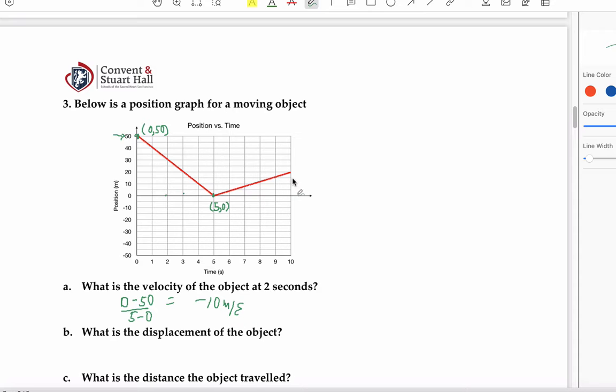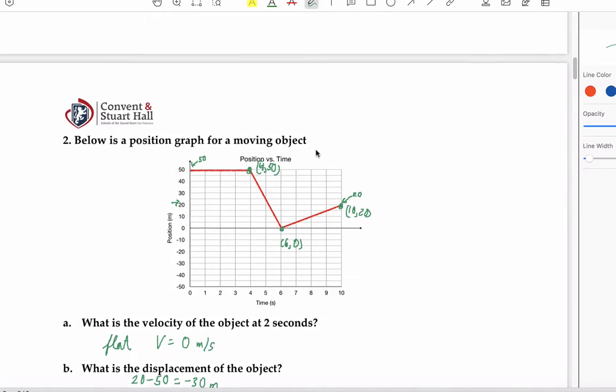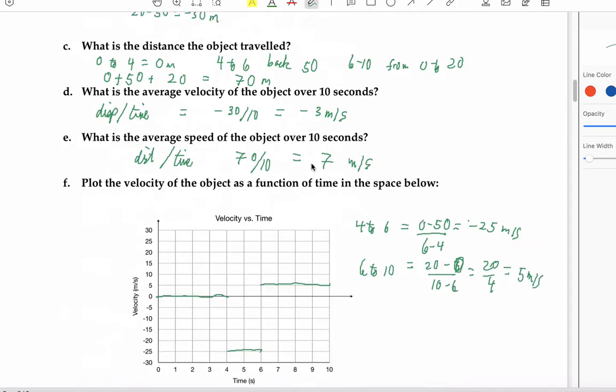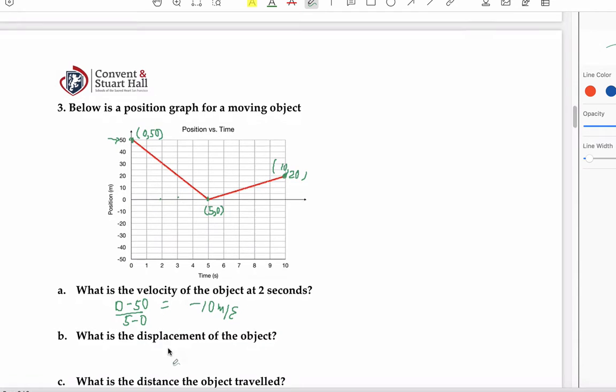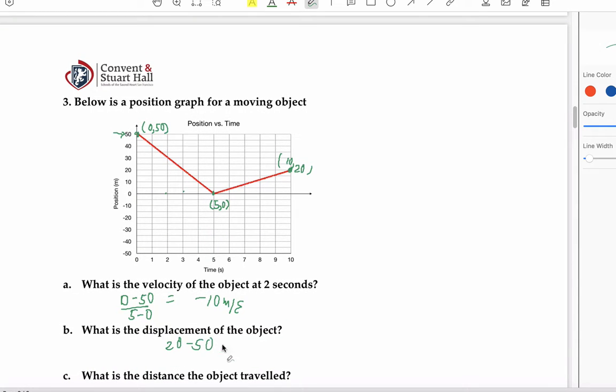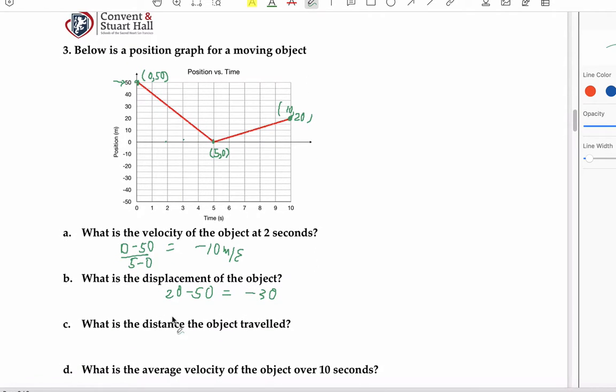Then when we ask what the displacement of the object is, let's go to this end here. And it looks like it's quite a bit like the other one. So we wind up here at 20 at 10 seconds. And so our displacement is going to be 20 minus 50, which is going to be negative 30. In other words, we wound up 30 behind where we started. The distance that the object travels, we went back 50 and then forwards 20 for a total of 70.